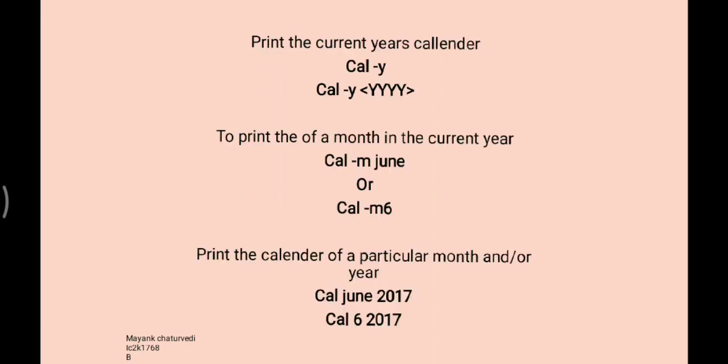Some more examples for the cal command. To print the current year's calendar, we will use the command cal minus y. We can also use cal minus y and the year number, so it will display that year. To print the Mondays of a month in the current year, we will use the command cal minus m June. To print the calendar of a particular month and year, we will use the command cal June 2017. We can also use a number in place of June, that is cal 6 2017.